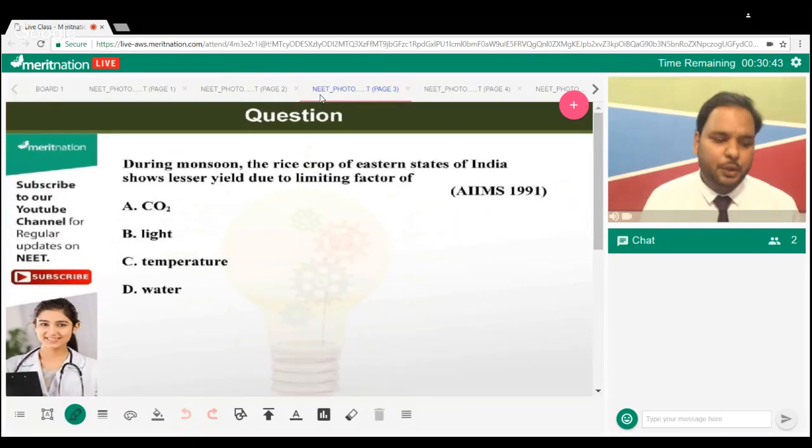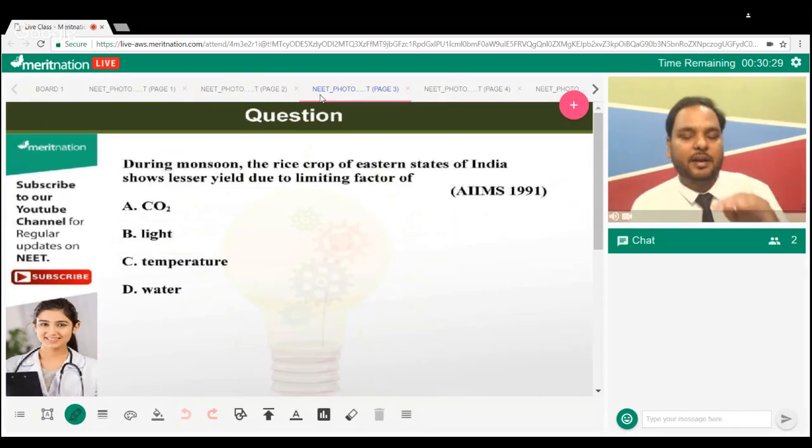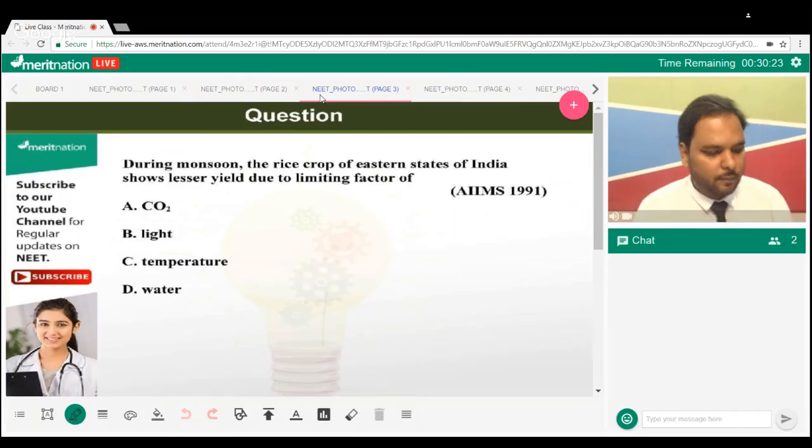Now, during monsoon, very nice question actually, everyone. During monsoon, the rice crop of eastern states of India shows a lesser yield due to the limiting factor of. Now, this is a question of regulation of photosynthesis. Very good question, conceptual, and it opens your mind very nicely. So A is CO2, B is light, C is temperature, and D is water. Now you can give your answer.